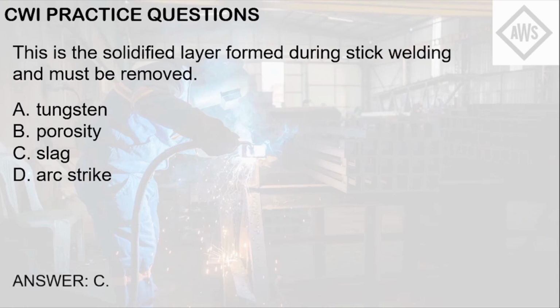Slag is the solidified layer formed during the SMAW process, enabling the molten weld pool of metal to be cooled and also to be shielded from the harmful effects of atmospheric gases.